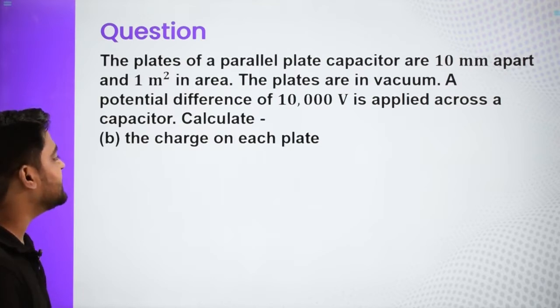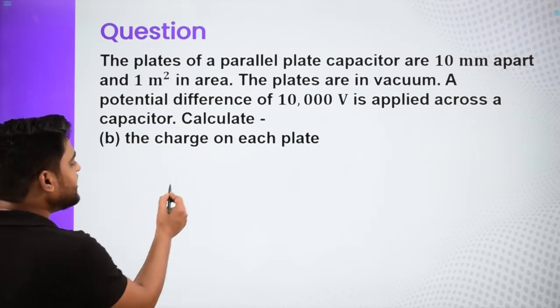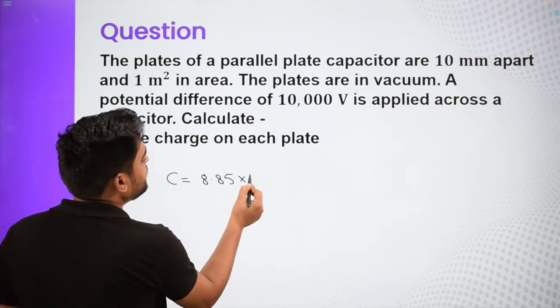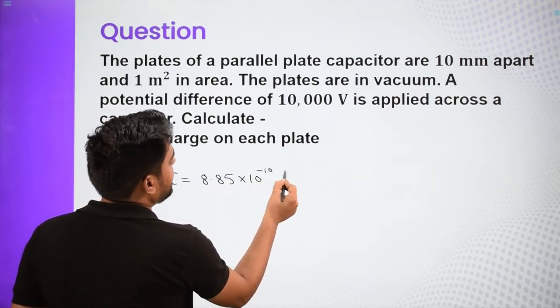Now the next question is the charge on each plate. We have already found the capacitance, that is 8.85 into 10 raised to power minus 10 farad.